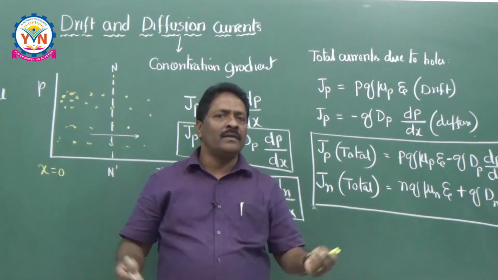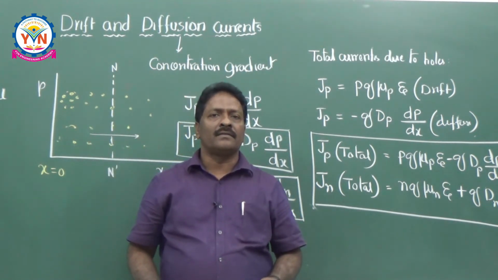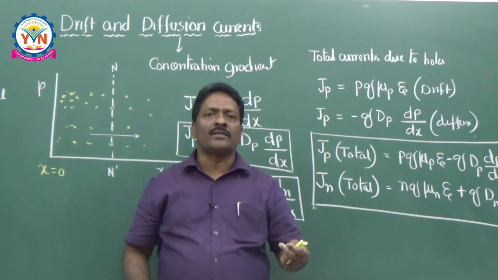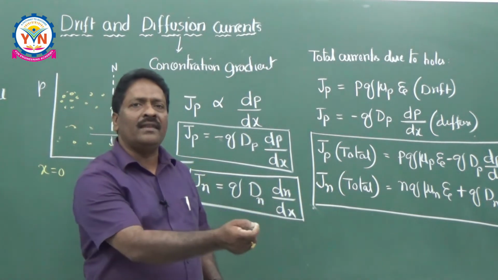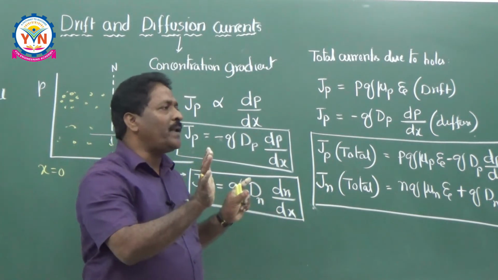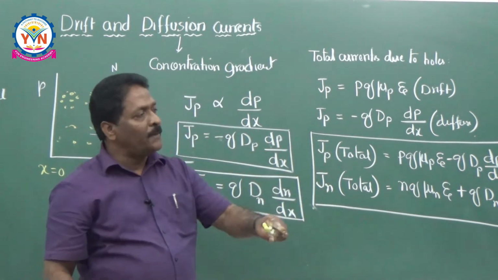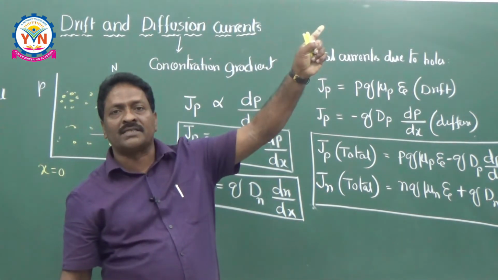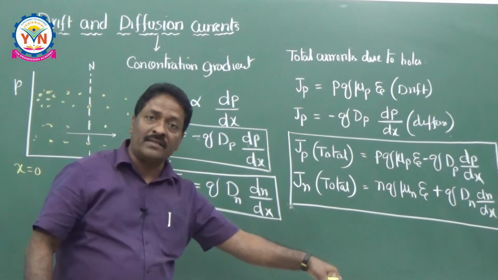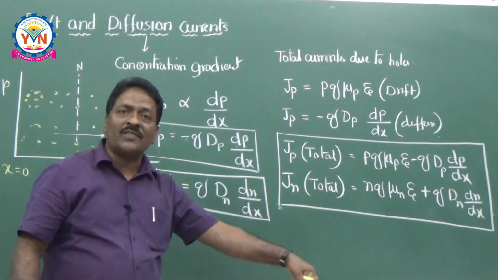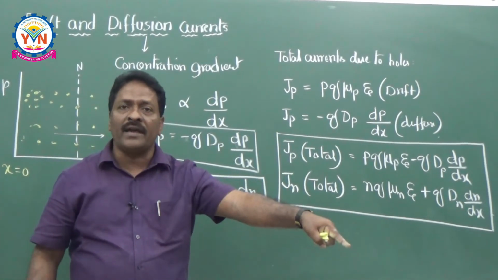Mobility is more for electrons and less for holes. Suppose you take two persons, one very lean and one very heavy. If you apply the same force to them, the lean person will be displaced a long distance, whereas the heavy person will hardly move, because the mobility is less. So mobility is less for holes, and mobility is more for electrons.